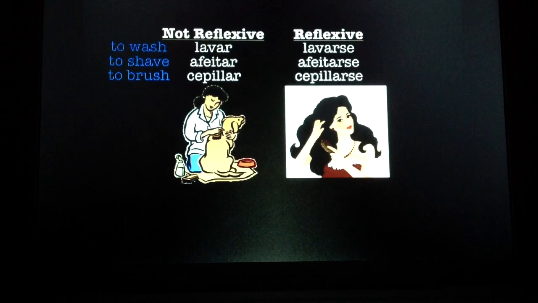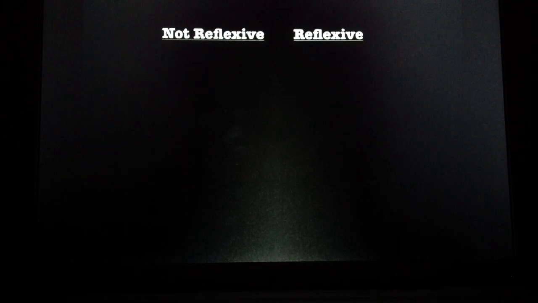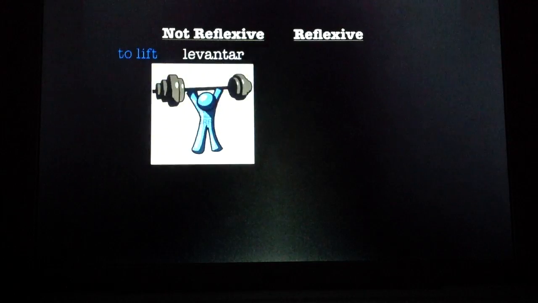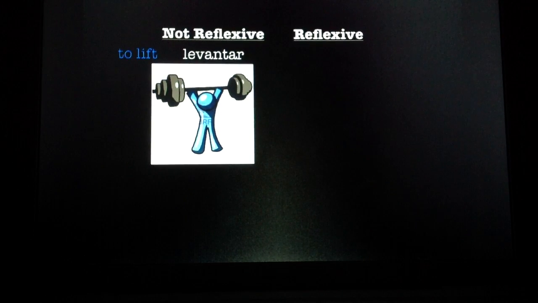Now, let's take a look at another classification of reflexive verbs. This one's going to be a little bit more problematic because some of these you've already learned in a non-reflexive way, but when you make them reflexive, it actually means something completely different, or sort of. For example, levantar. You learn levantar pesas, to lift weights. Okay, no problem. Well, you don't literally pick yourself up. You don't grab yourself and pick yourself up off the floor. We use that as a terminology.